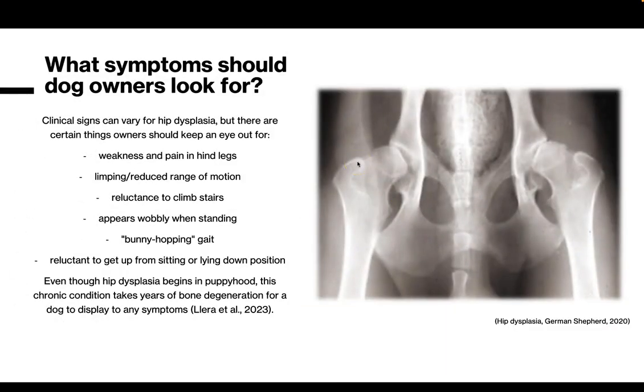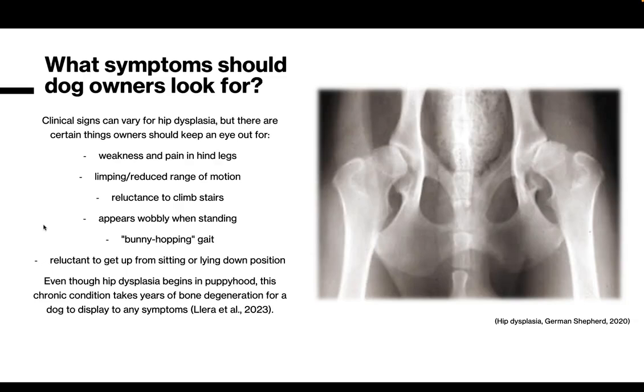What symptoms should dog owners look for? So clinical signs can vary for hip dysplasia, but there are some things that you should keep an eye out on. There's weakness and pain in the hind legs, limping and reduced range of motion. Your dog will become reluctant to climb the stairs. They can appear wobbly when they're standing, and almost a bunny hopping sort of gait as they move about. They can also be reluctant to get up from a sitting or laying down position.